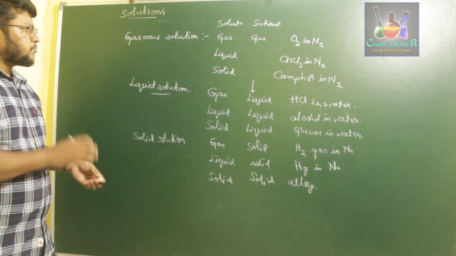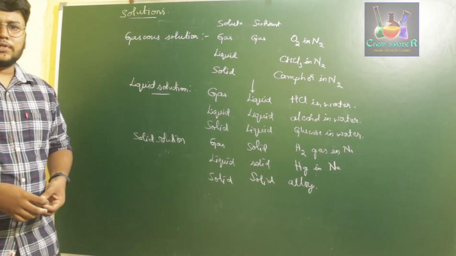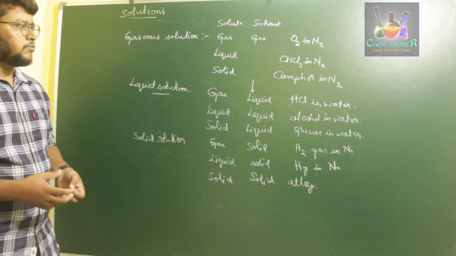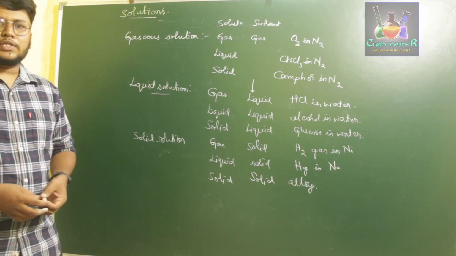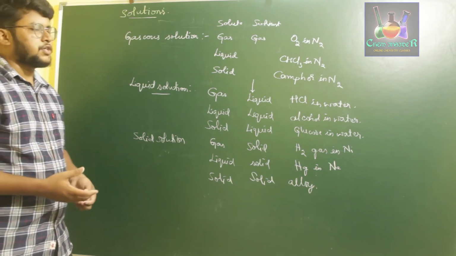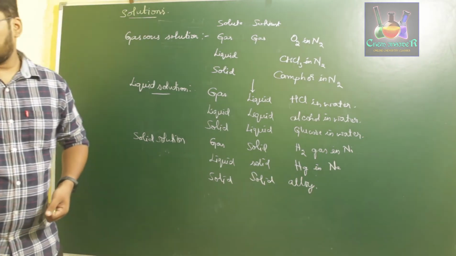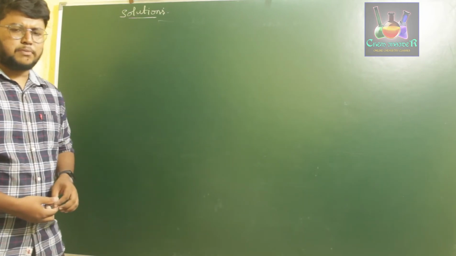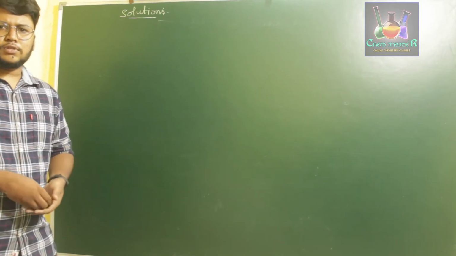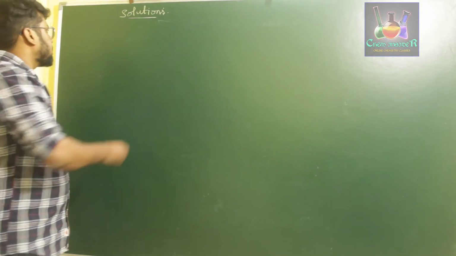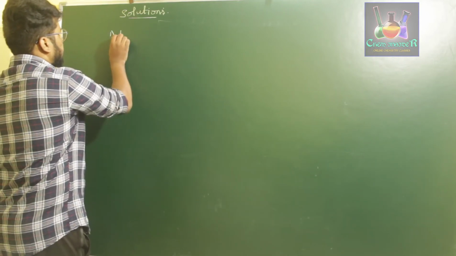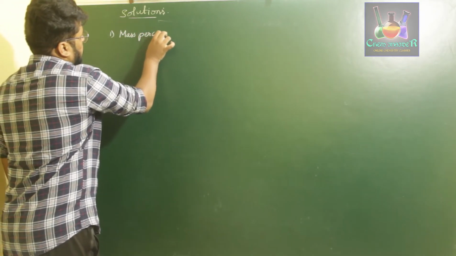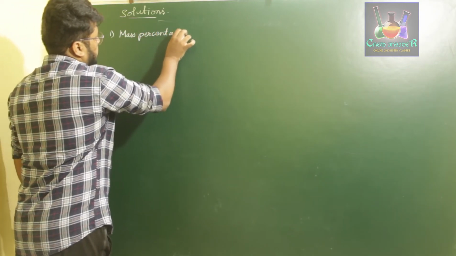Now, once you have understood these different types of solution, let us know certain physical methods to explain the concentration of a given solution. We have different types of expressions which can be used to express the concentration of the solution, out of which the first one is mass percentage.